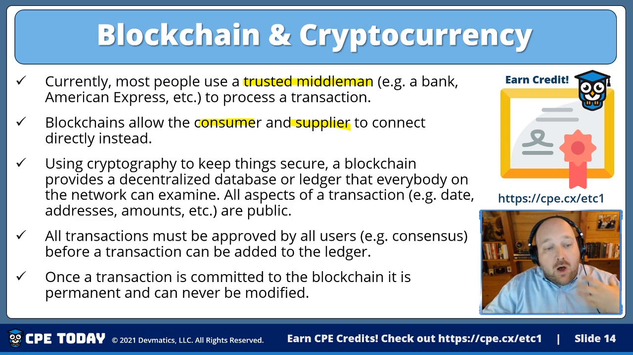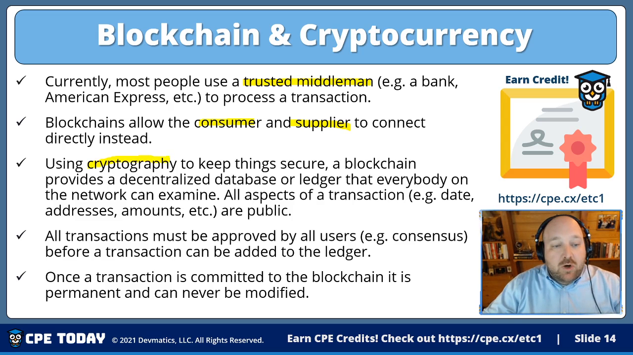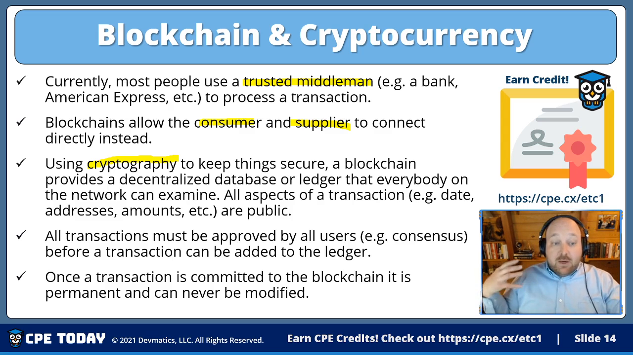Now, all blockchains will use some measure of cryptography, although it varies depending on what specific blockchain technology you're using. But they all work around the idea of encryption and cryptography. That is how we can keep things secure. That's how the blockchain is able to provide a decentralized database and ledger that everybody can work with and examine.